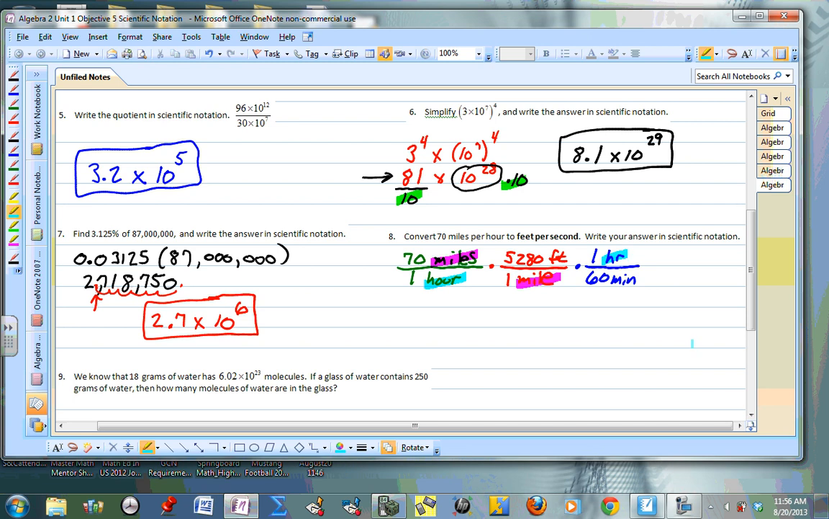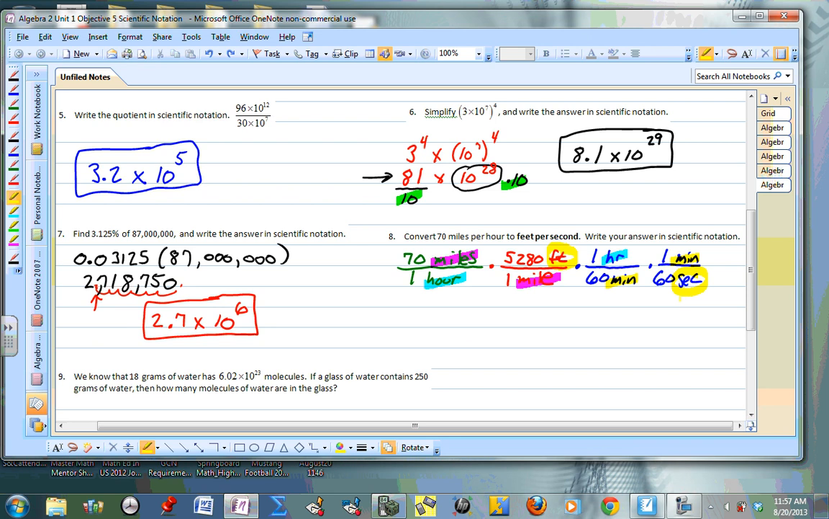But now we have minutes, and we really want seconds. So let's do another conversion. Let's say there's 1 minute to 60 seconds. And look what happens here. Minutes on the bottom of the fraction and minutes on top of the fraction eliminate each other. And look what we have. We have feet per second.